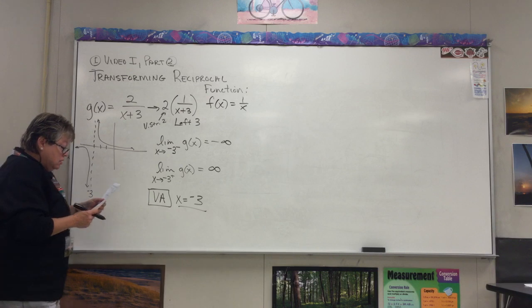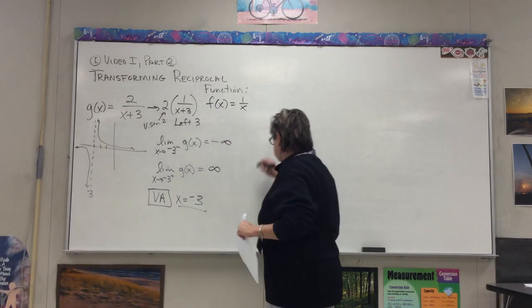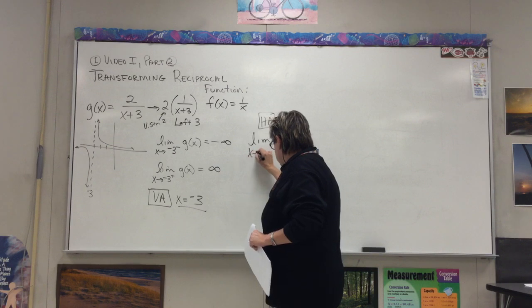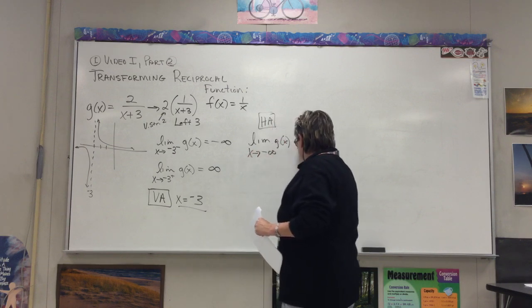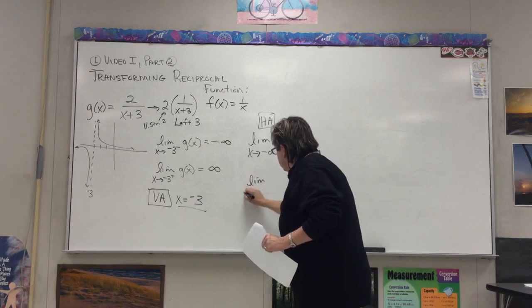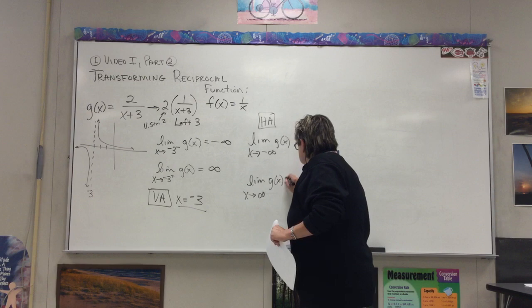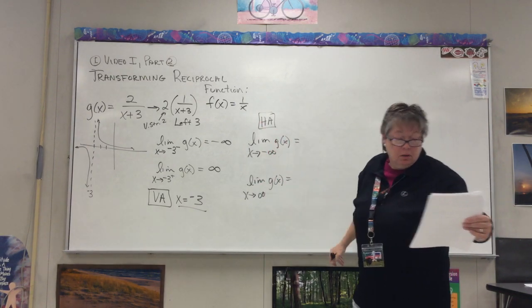The other part is to take a look, what about HA? Is there a horizontal asymptote? So to check for HA, we're going to take the limit as x goes to -infinity, and the limit as x goes to positive infinity. Okay, so we're looking clear out at the very ends to see what's going on here.